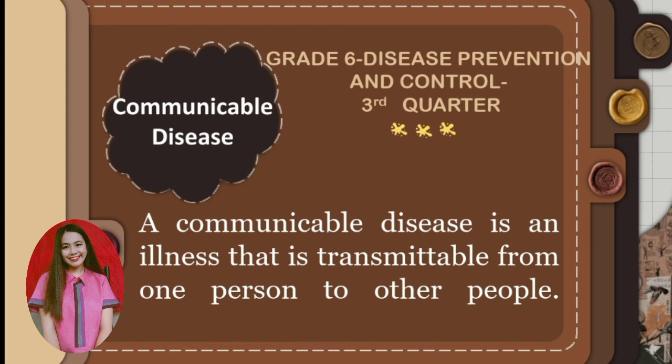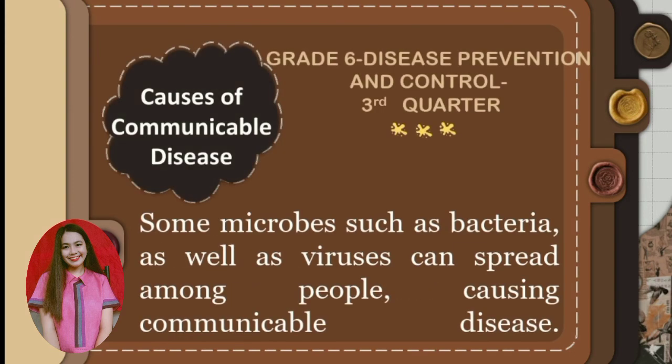Communicable diseases in general cause fewer deaths worldwide compared with non-communicable diseases. Some microbes such as bacteria as well as viruses can spread among people, causing communicable disease. The causes of communicable disease are often pathogens that may have originally been transmitted via vectors such as insects, which then spread to people. Often such illnesses are called zoonoses because animals carry the pathogen, which then inadvertently spreads to humans.